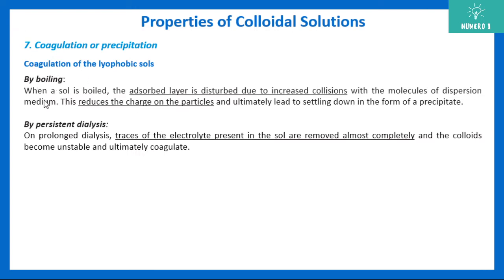Next is by boiling. What happens when you boil? When a sol is boiled, the adsorbed layer is disturbed, because the energy you are giving is much more. Due to increased collision, the particles collide here and there with the molecules of the dispersion medium. This reduces the charge on the particle and ultimately leads to settling down in the form of precipitate.